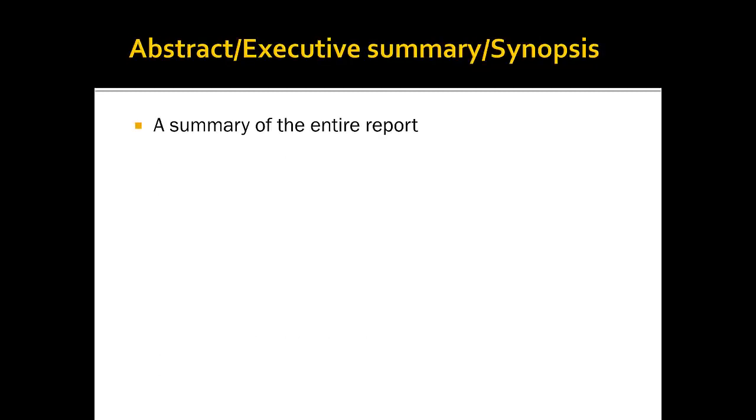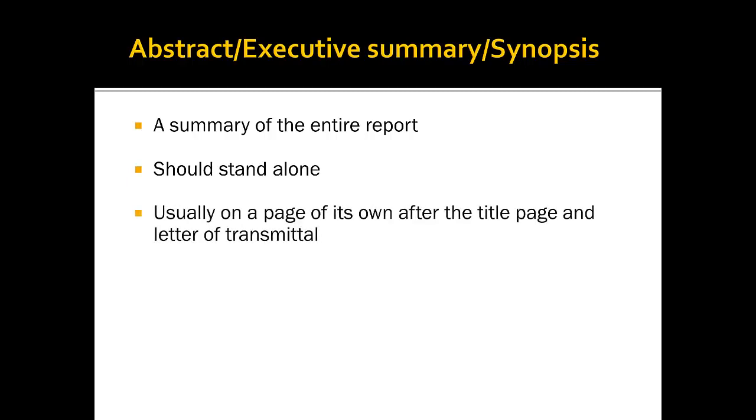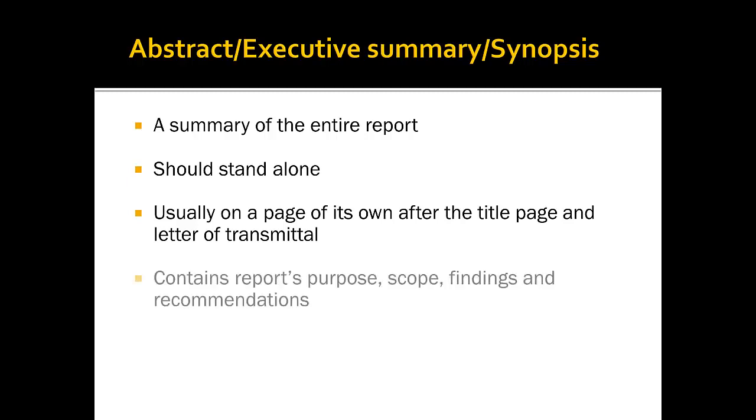Now, the abstract is a summary of the entire report, everything from the introduction through to the recommendations. It should stand alone as a single document. It's often read by people who don't have time to read the whole report, or they're looking to get an overview of the whole thing, and it should have one or two sentences from each major section in the report. It usually appears on a page of its own after the title page and letter of transmittal, but before the table of contents. Some report guidelines will put it in slightly different places, but in this report, that's the place where we want you to put it.